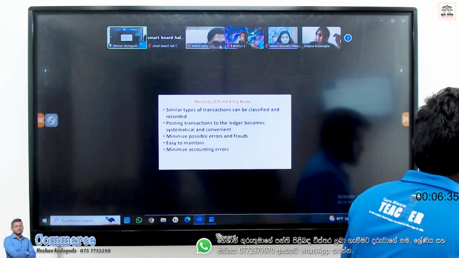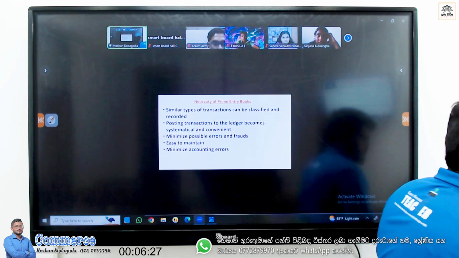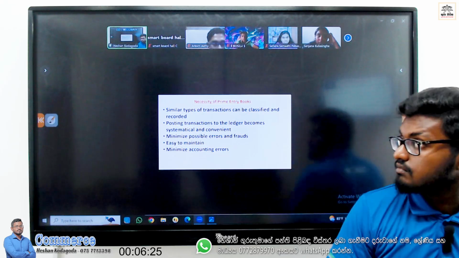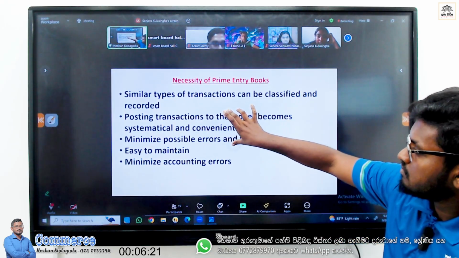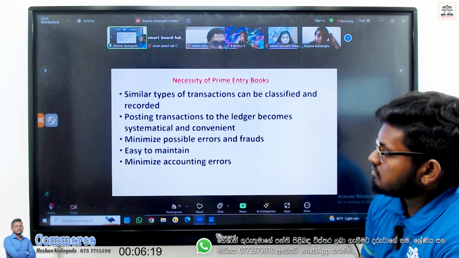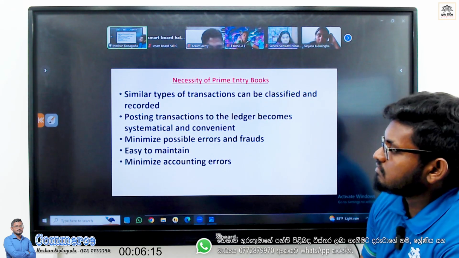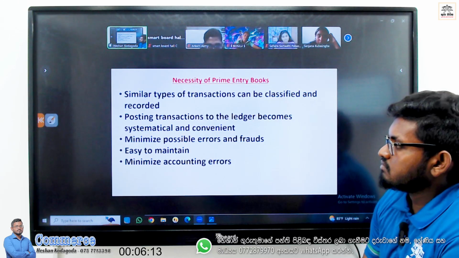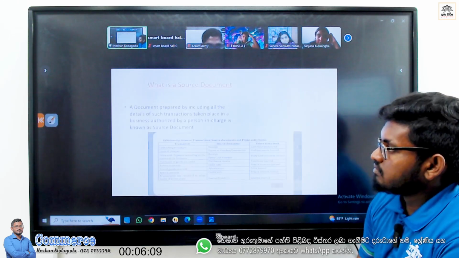The necessity of books: similar types of transactions can be classified and recorded. Posting transactions to the ledger becomes easy, systematic and convenient. It minimizes possible errors and frauds. It is also easy to maintain and it also minimizes the accounting errors.